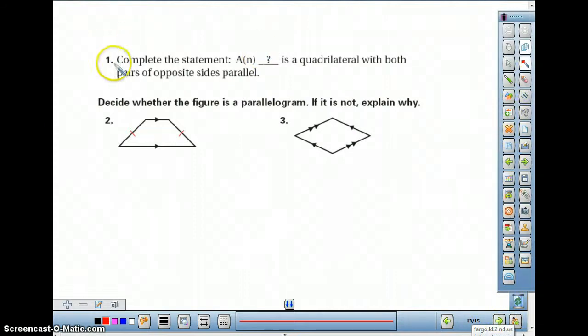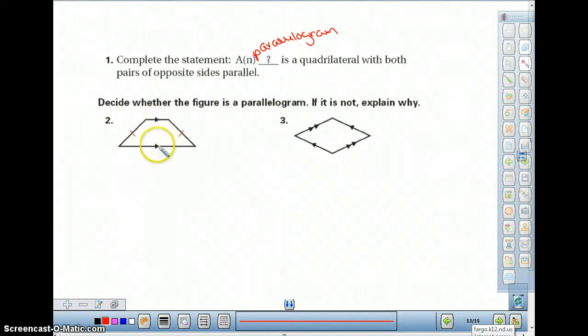Okay, a blank is a quadrilateral with both pairs of opposite sides parallel. Okay, we've kind of been talking about that all day. That is going to be our parallelogram. Okay, are these parallelograms? This is not, because I have one pair of opposite sides parallel, but not the other. Remember that I need both sides parallel. Okay, in this case, I have both sides parallel to each other, so this one is going to be a yes.